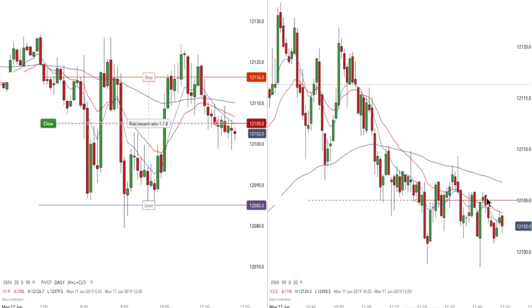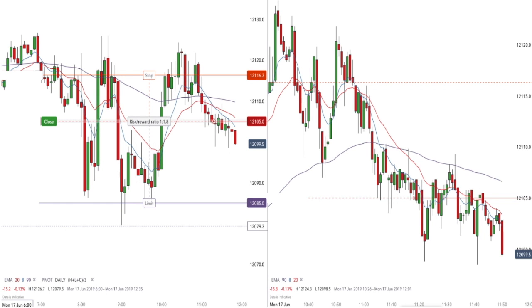And the market starts coming down. 1, 2, 3, 4 red bars on the trot, and it's starting to reject off the 20 exponential moving average on the shorter term 1-minute chart now, and that's what I want to see. And a big red bear bar there, taking us down to the 12,100 level again. Looking great on the 5-minute chart, looking great.